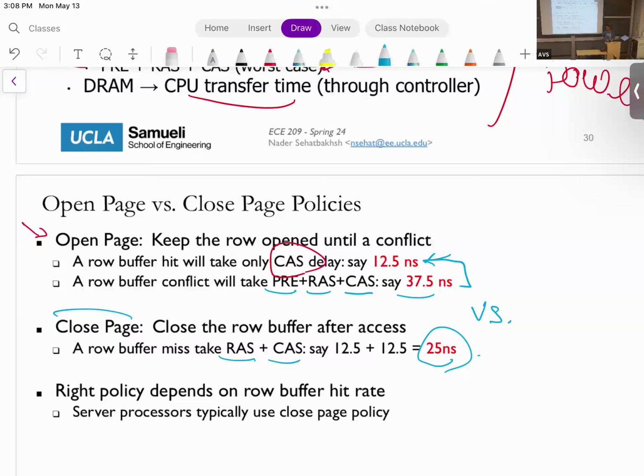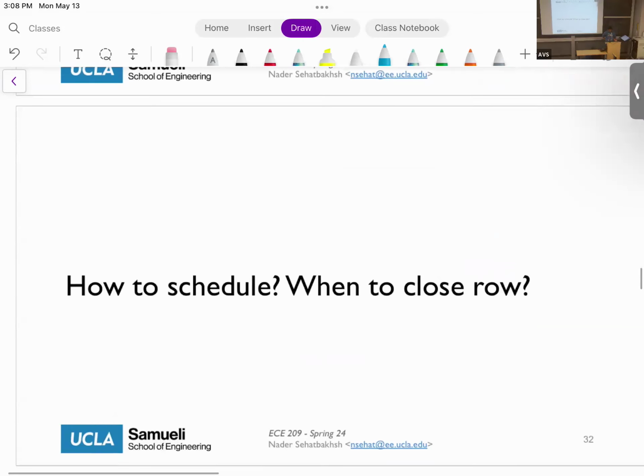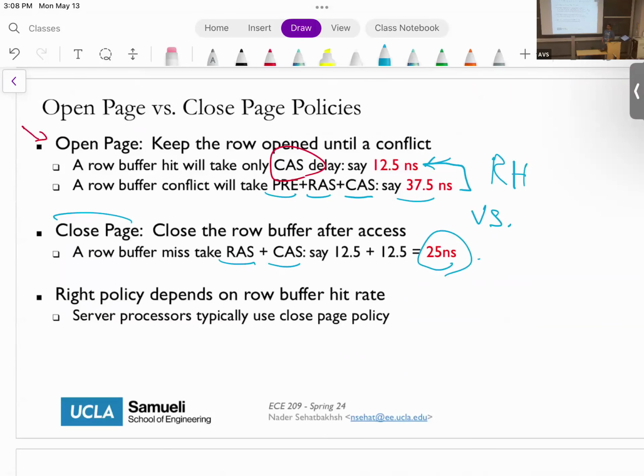In order to see which one is beneficial, of course, it depends on how many hits you get. So your row buffer hit rate is the important factor here. Okay. Now based on this, the big question is, how do we schedule when to close the row? Should we always go with close? Should we always go with open? What's the best way to do it? Let's see what sort of ideas you guys have. How do you think we should go about this? This would be the first step of your design, basically.